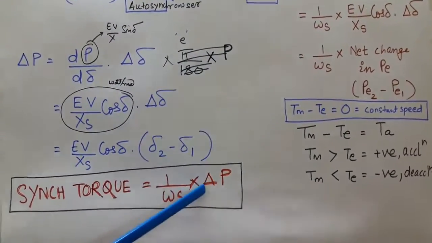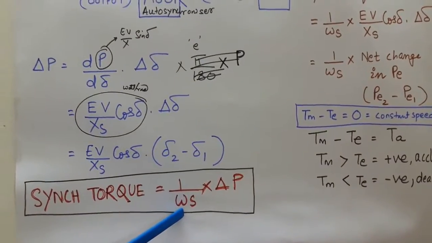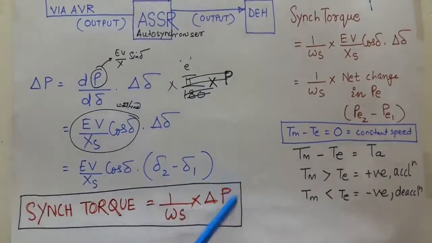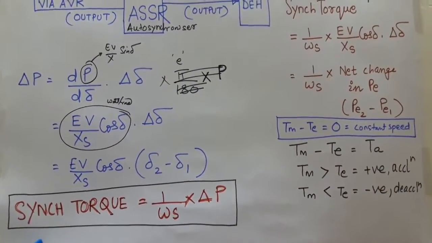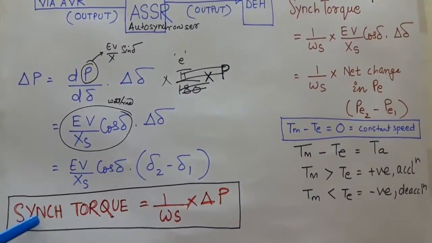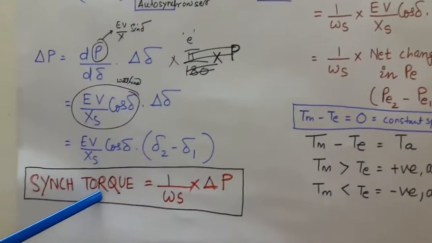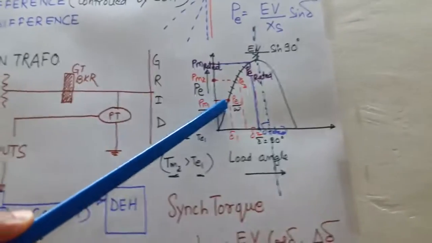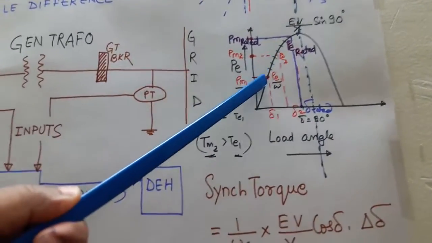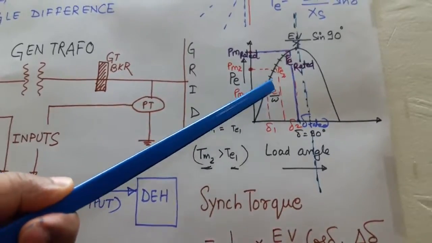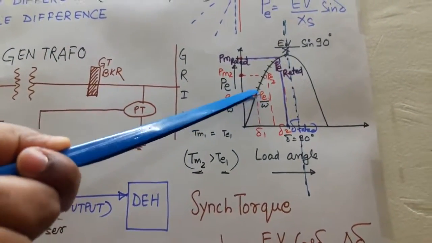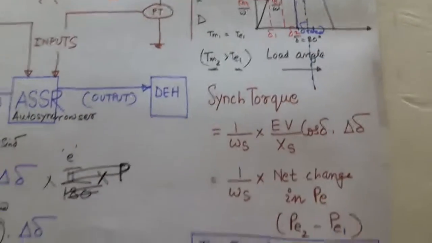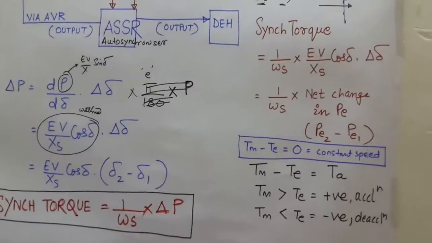And when this synchronizing power is divided by omega s, the angular speed, we get the synchronizing torque. So I hope you are clear with the derivation of synchronizing torque now. The synchronizing torque is shown here: the net change in torque, the extra torque gained by the generator to bring its output from PE1 to PE2, is known as synchronizing torque. Thank you and catch you in the next video.